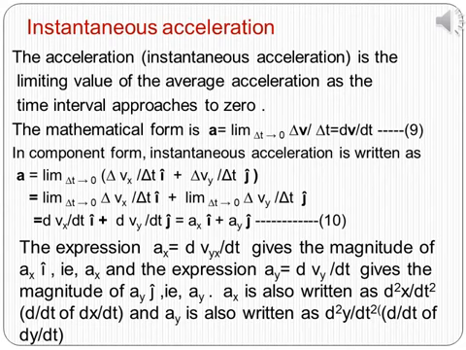The expression ax is equal to d by dt of vx gives the magnitude of ax i cap, that is ax, and the expression ay is equal to d by dt of vy gives the magnitude of ay j cap, that is ay. Ax is also written as d square x by dt square, which is the second derivative of the x component of the displacement vector, that is d by dt of dx by dt, and ay is also written as d square y by dt square, which is the second derivative of the y component of the displacement vector, that is d by dt of dy by dt. You should understand that these are similar to differentiating the corresponding component of the instantaneous velocity vector with respect to the time t.